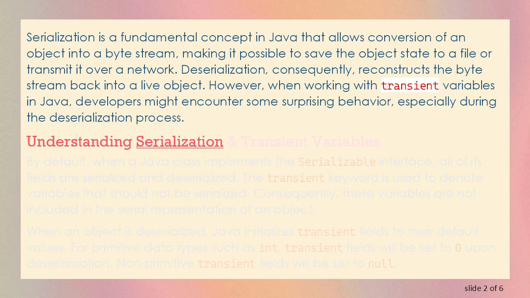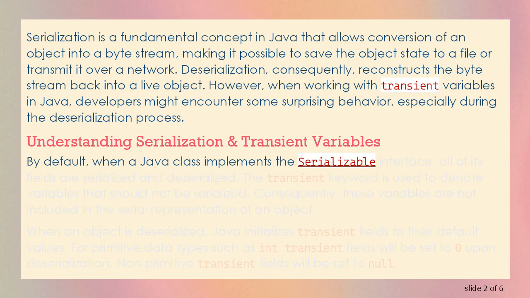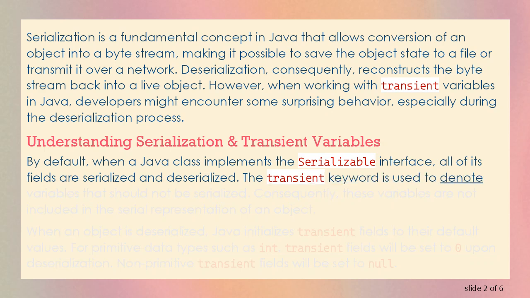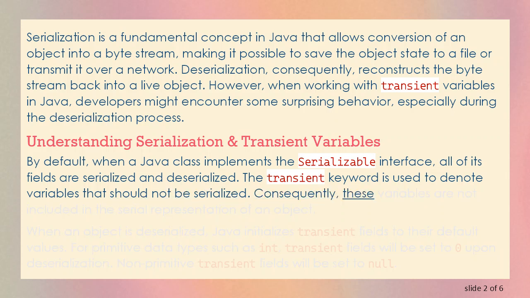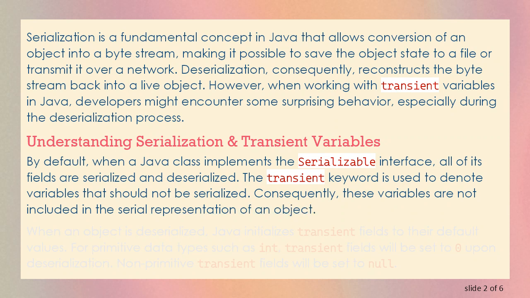Understanding serialization and transient variables. By default, when a Java class implements the Serializable interface, all of its fields are serialized and deserialized. The transient keyword is used to denote variables that should not be serialized. Consequently, these variables are not included in the serial representation of an object.